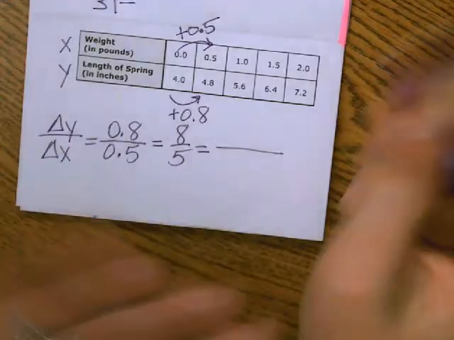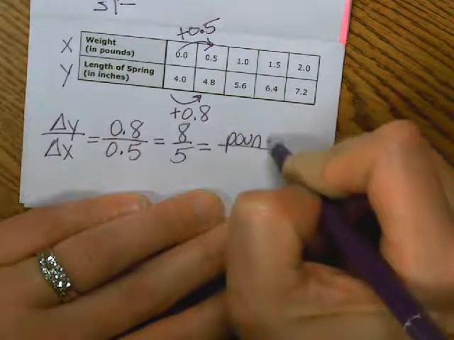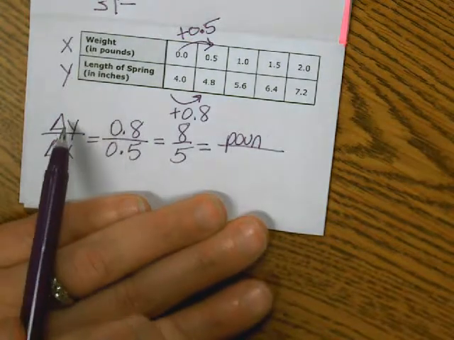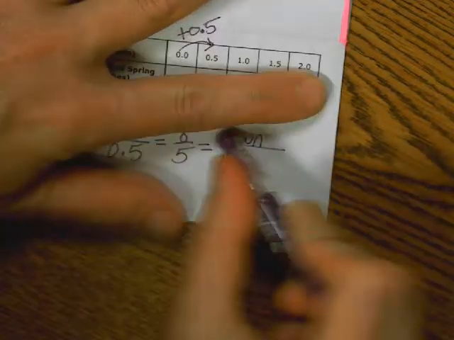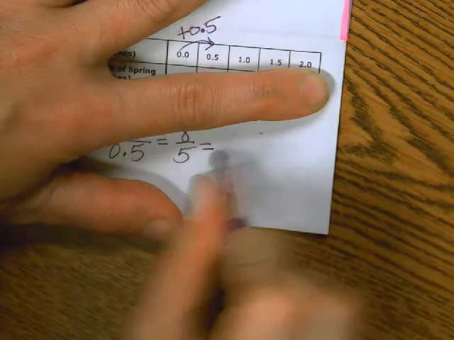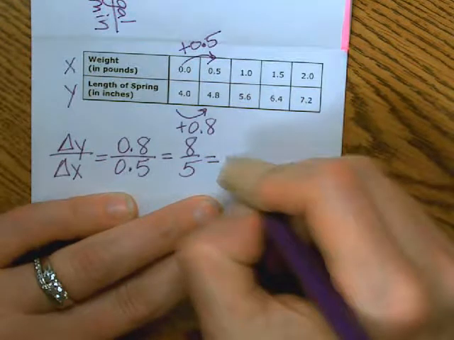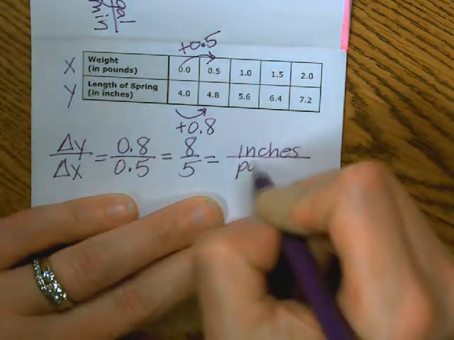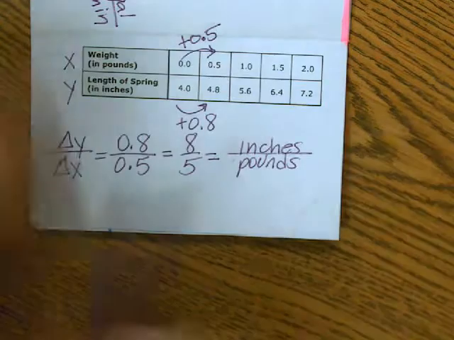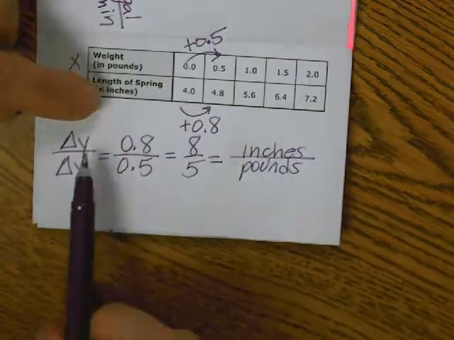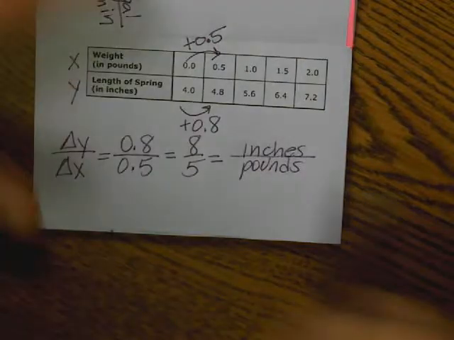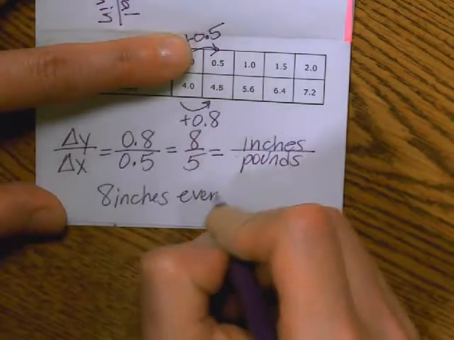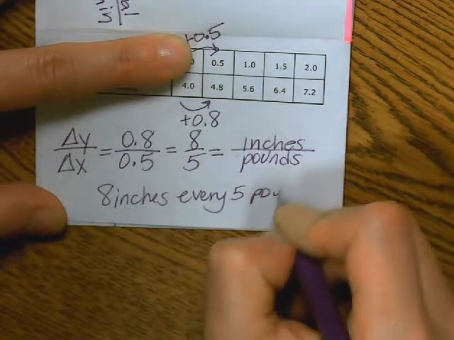What does the top stand for? Stands for pounds. No, it doesn't. The top is x. The top is y, and I was just saying it was x. Top does not stand for pounds. The top stands for inches, and the bottom stands for pounds. So y on top, which is inches, and then x on bottom, which is pounds. And so this is 8 inches every 5 pounds.